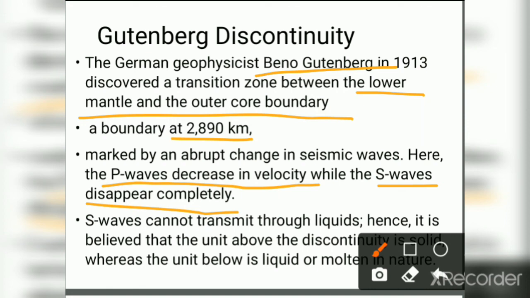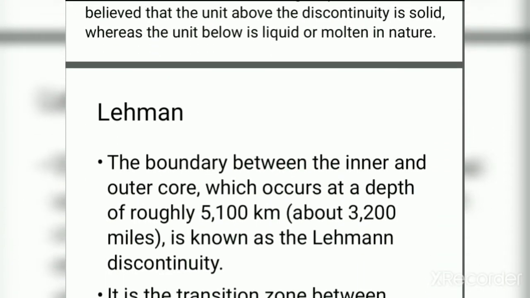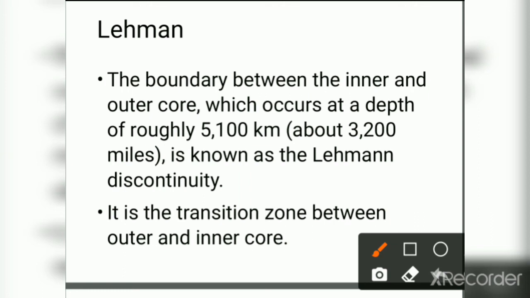The S wave cannot be transmitted through liquids. S wave only passes through solid, hence it is believed that the unit above the discontinuity is solid, whereas the unit below the discontinuity is molten in nature. The last one is Lehmann discontinuity, the boundary between inner and outer core, which occurs at a depth of 5100 km. It's a transition zone between liquid outer core and the solid inner core.